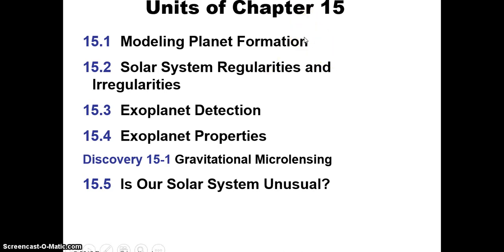We're going to use the modeling of planet formation, mostly the condensation theory. That's the one that we generally rely on. We look at solar system regularities and, of course, irregularities. Exoplanet detection, how do we find these exoplanets? What are some properties of them? And then we'll talk about how different are the other solar systems that we've found compared to ours.